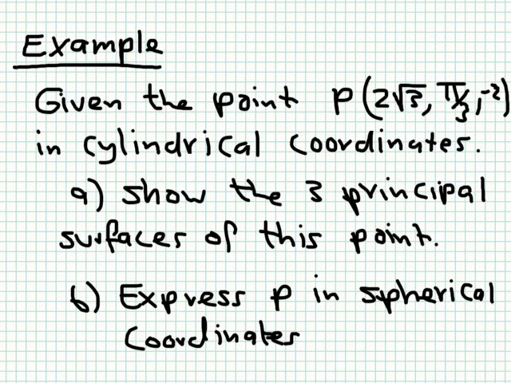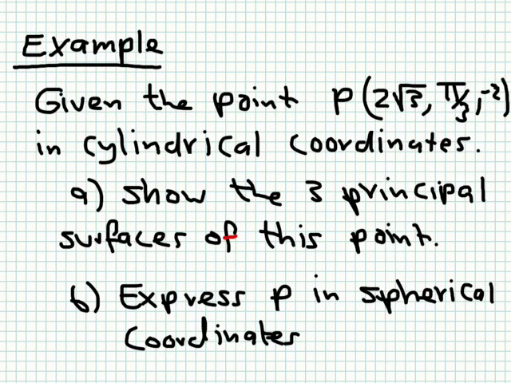Let's take a look at this example. There is a point given in cylindrical coordinates. It has the three coordinates 2 square root 3, pi over 3, and minus 2. So rho is equal to 2 square root 3, phi is equal to pi over 3, and z is equal to minus 2. We would like to show the three principal surfaces of this point. And we would like as well to express P in spherical coordinates.